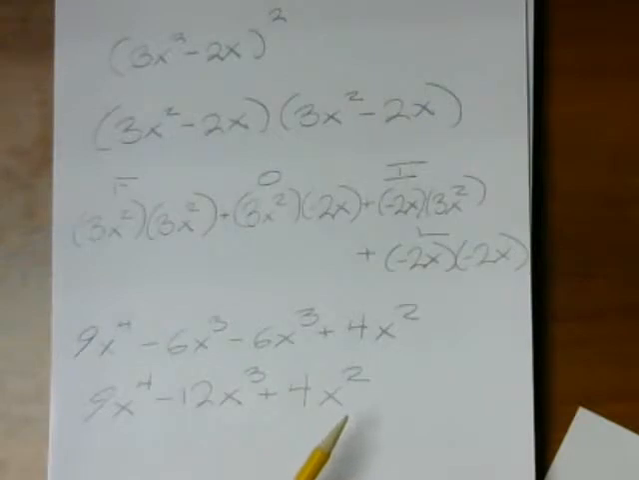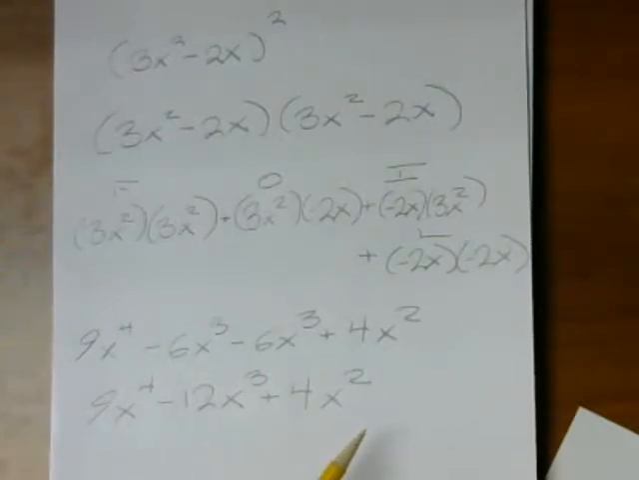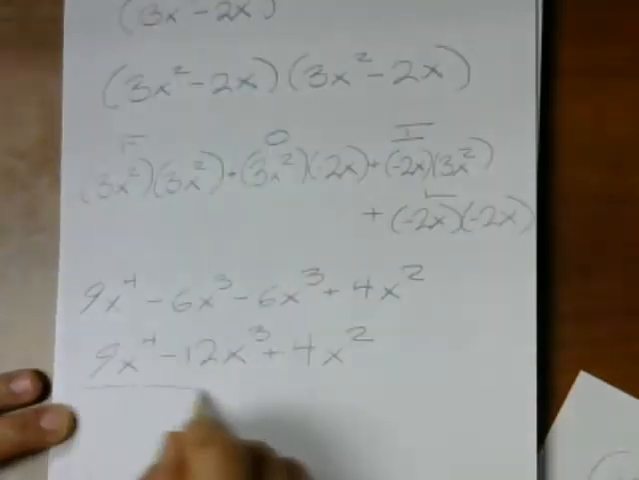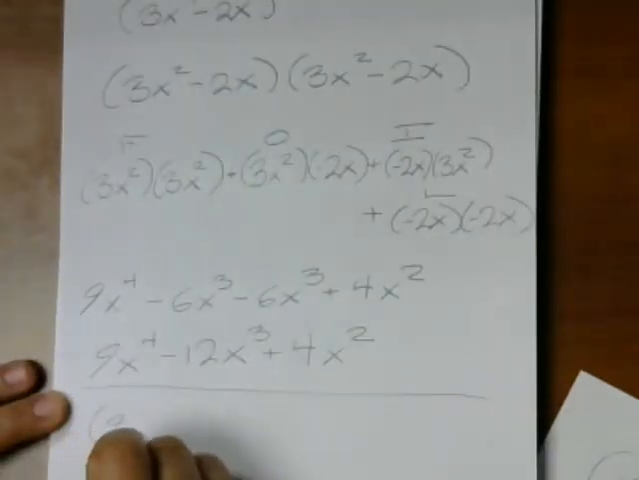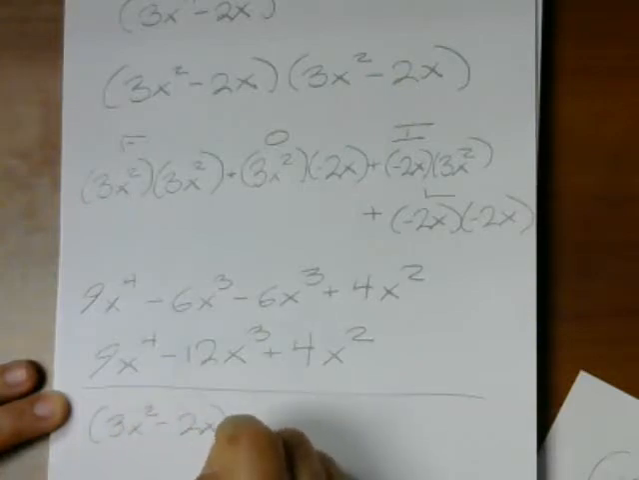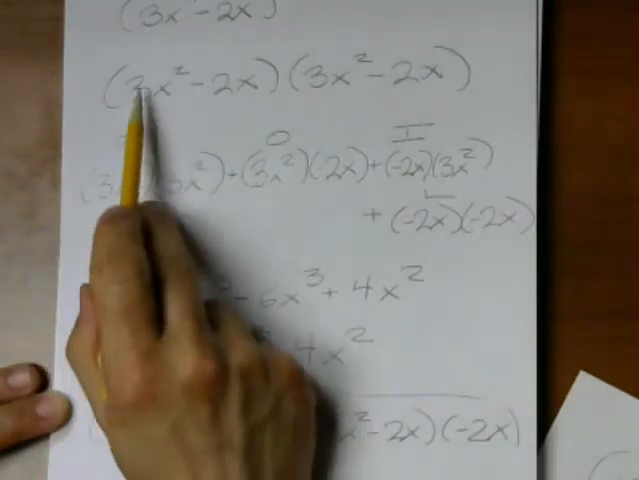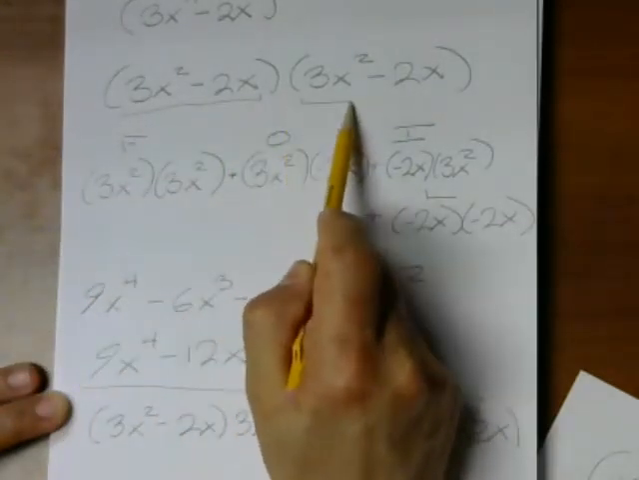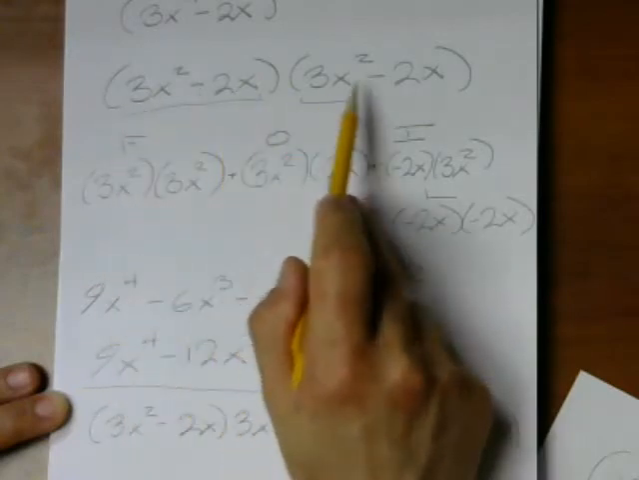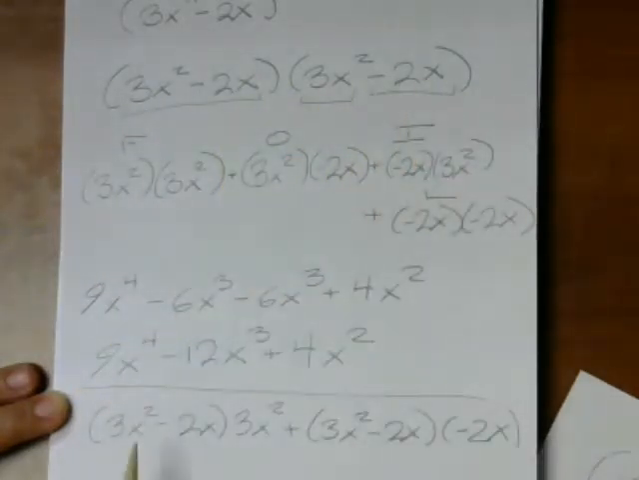Just make sure you don't have the opinion that FOIL is the only way to do this. It is not. I could have also done something like this. Just used the distributive law. So that means I'd take this times this, and then add it to this times the negative 2x. And that would have been okay as well. They would all lead to the same answer.